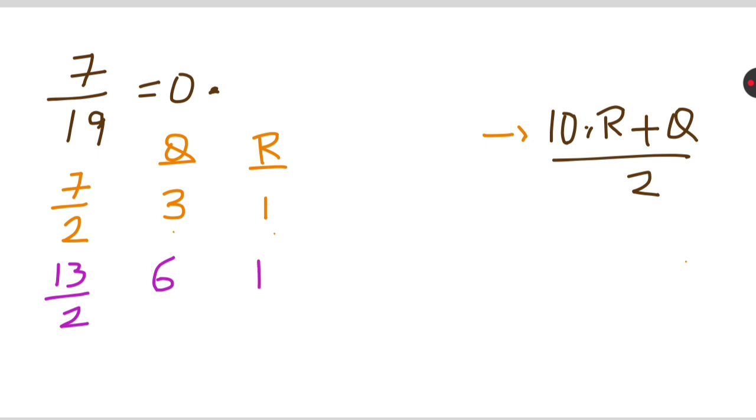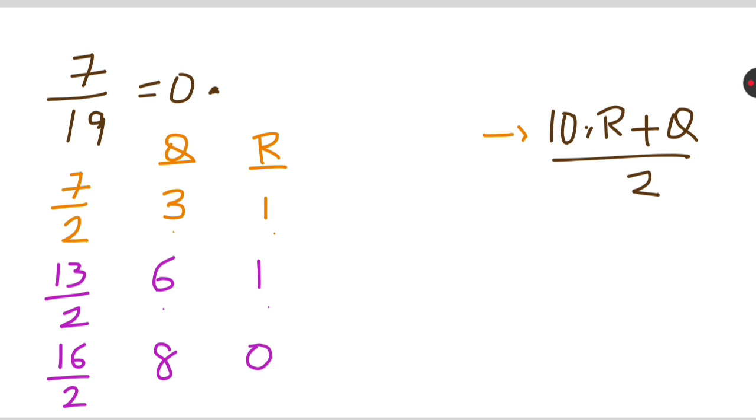The remainder is 1. So now this quotient and remainder you have to substitute in this formula. So 10 times the remainder is 1 plus the quotient is 6 over 2. So the numerator turns into 16. 16 over 2. So you have to take 16 over 2 here. When you do 16 over 2, the quotient is 8. 2 8s are 16. The remainder is 0.